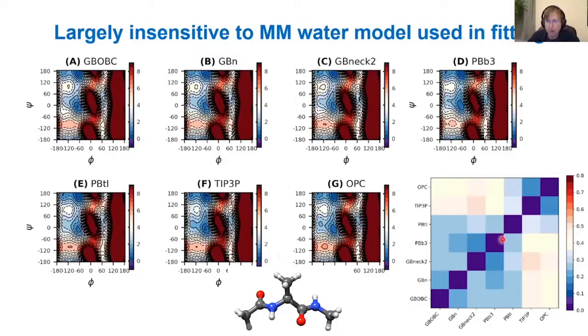And this plot over on the right is just the matrix of deviations, showing you that typically they're on the order of an average of a few tenths of a kcal different from each other. The explicit solvent models tend to be pretty similar. The GB models are pretty similar, but overall, there's not a lot of difference in the accuracy. So we decided to go with GBNEC2, which, of the GB models that we have, we think is the most recent and the most accurate one.